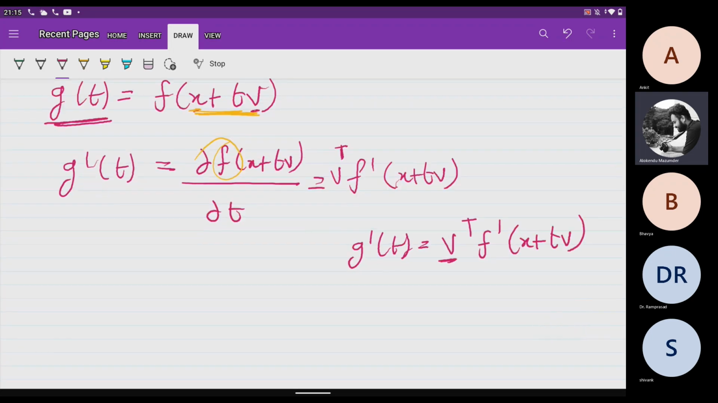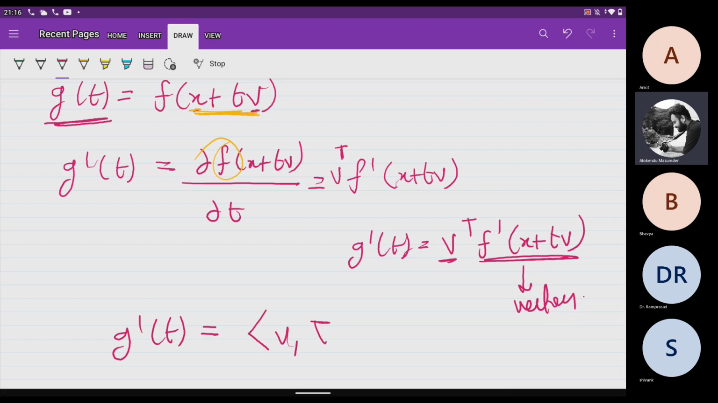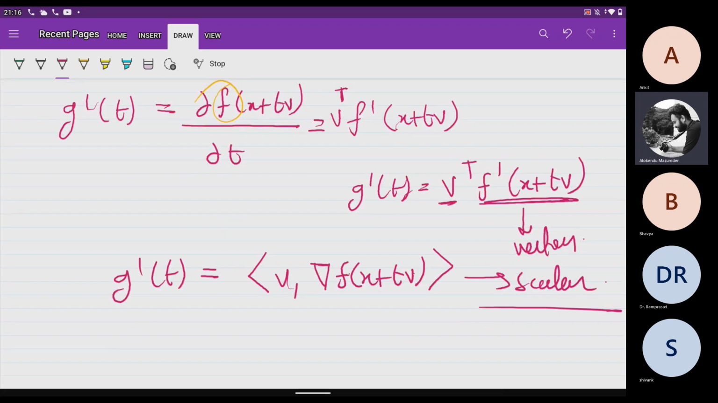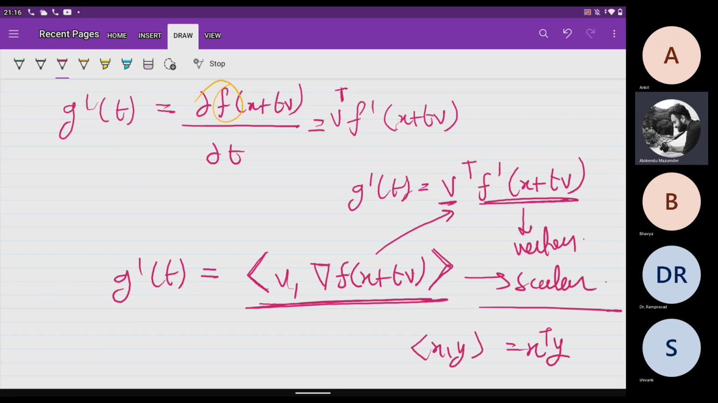v transpose is a vector and f dash, the gradient of f, is also a vector, right? Gradient of f is a vector. So basically, it's a dot product between v and gradient of f. And the dot product is a scalar. Correct? So the derivative g dash of t can be written like this. Any point x comma y can be written as x transpose y. This symbol denotes this. Tag it as number 3.